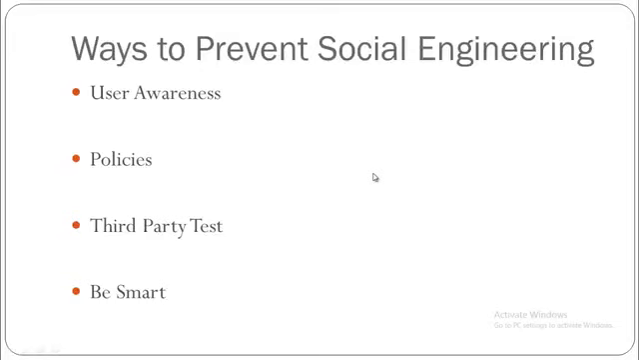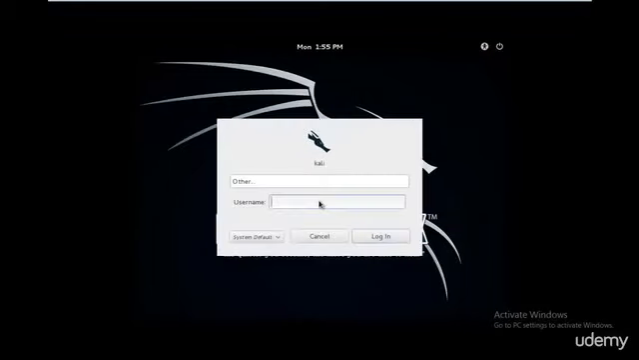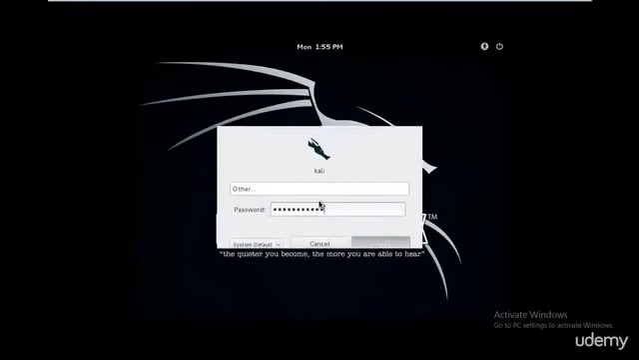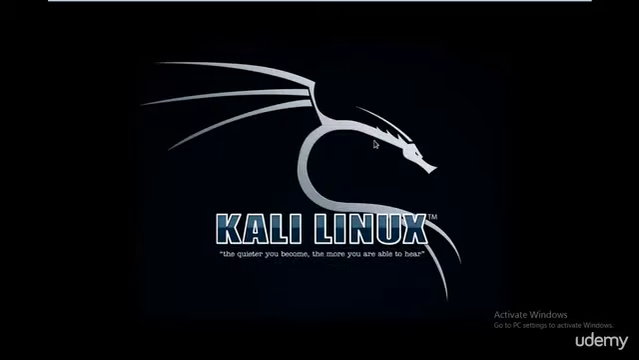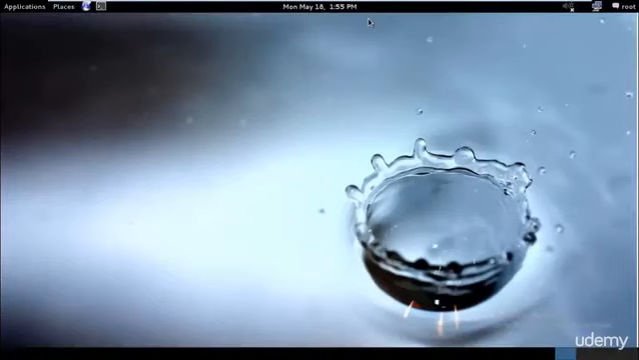Now, enough of these theories, let's take a look at something practical. Let's go ahead and open our Kali Linux system. We have it over here. Let's do some actual attacks. Perfect. So let's do some practical problems that will help us gather much more information.